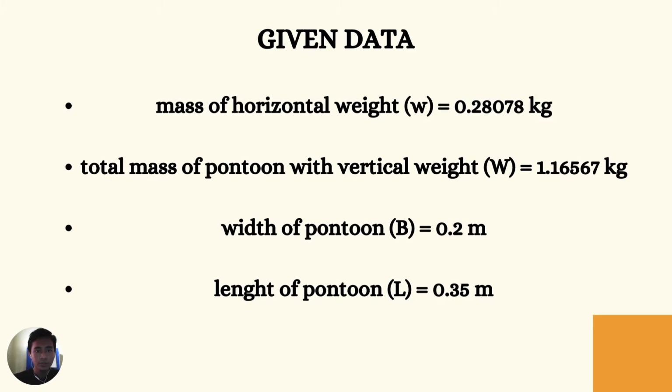So this is the given data that we used in our experiment. The first one is mass of horizontal weight, which is 0.28078 kg. Total mass of pontoon with vertical weight 1.16567 kg. Width of pontoon B 0.2 meter, and last one is length of pontoon L 0.35 meter. The given data we will use in our calculation later.